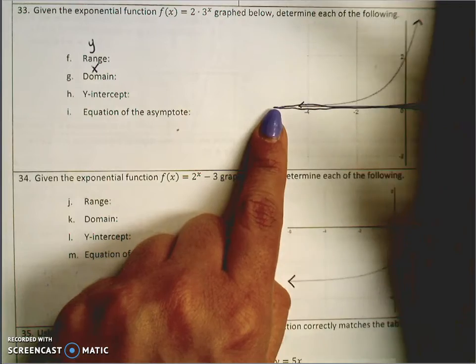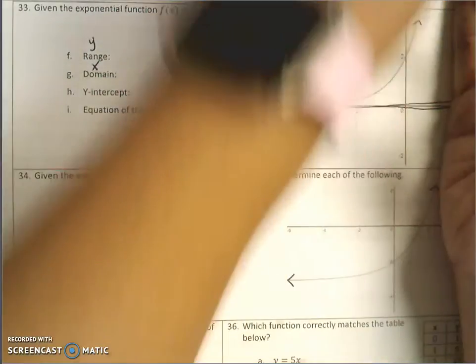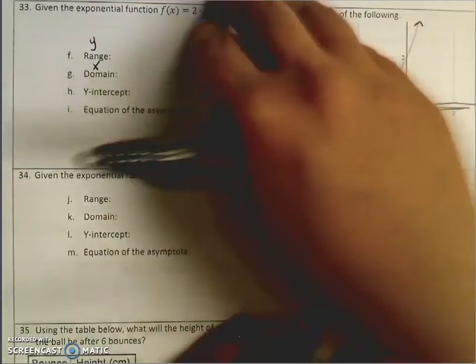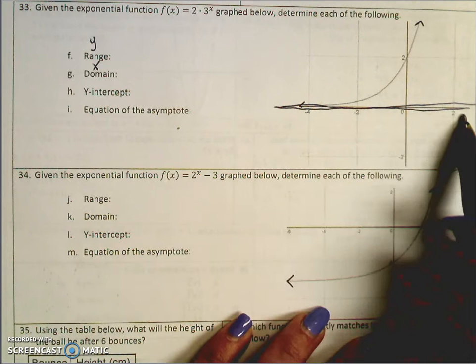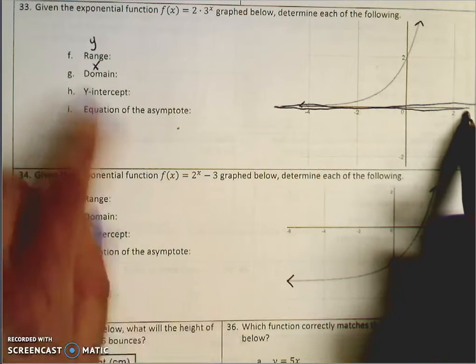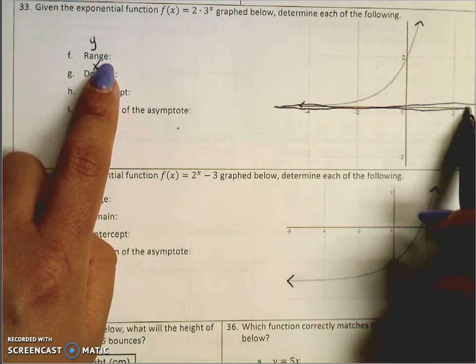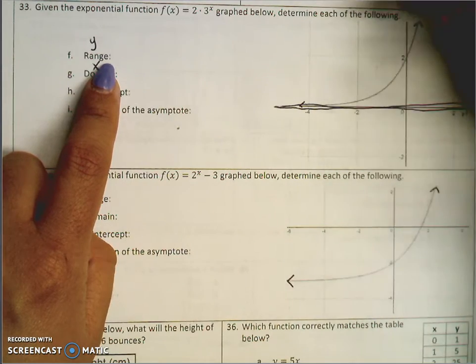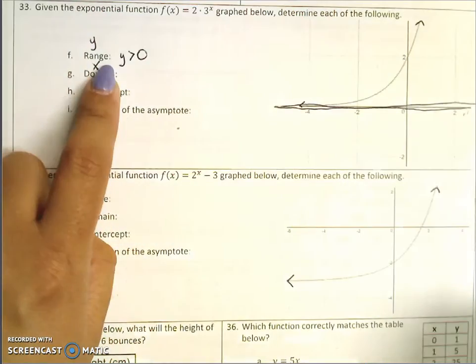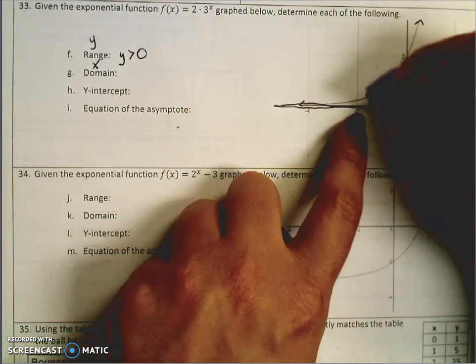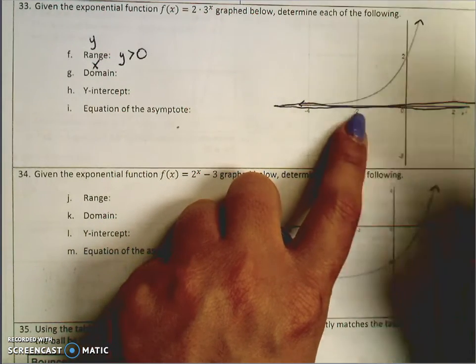My right side of the box, I can't because this line keeps going on forever and ever. And then same with the top. So there's no top of my box. So that means the only part of the box I can draw is the bottom part. Okay. So that means my range, all my y values, are going to be greater than 0. Okay. Because this is the bottom of my box and everything is above it. So that means y is greater than 0.